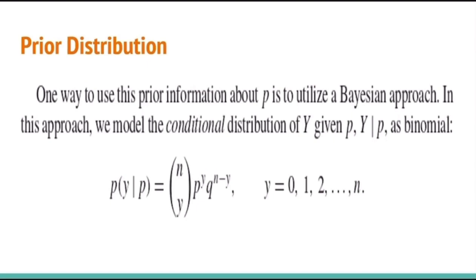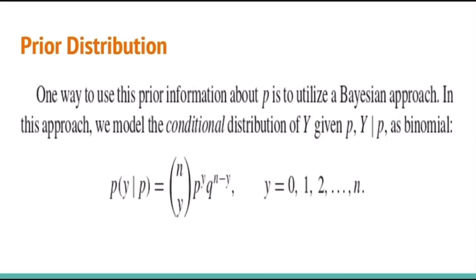Before seeing data, what is our belief about the popularity of the president? That's going to come in the form of a prior distribution. We can only have a probability distribution for something that varies, because the parameter, the proportion here, is going to be assumed to be a random variable. We're actually going to have a distribution for that.